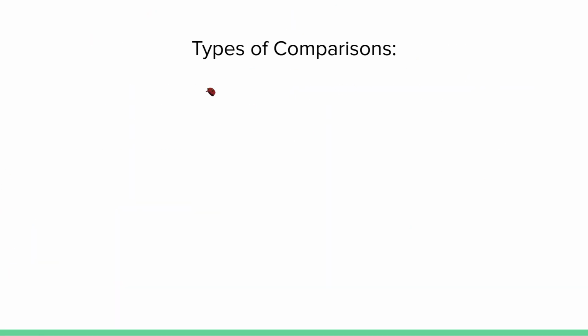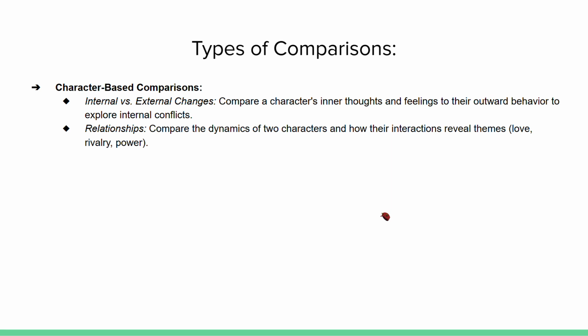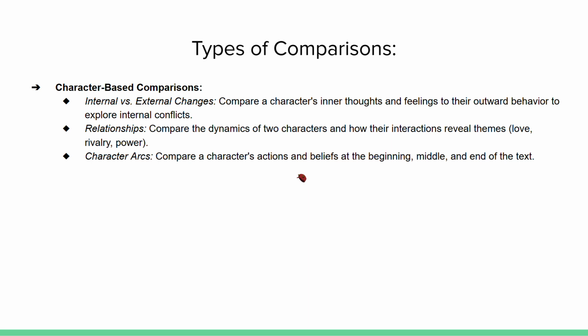But what are the types of comparisons that you could do in your GCSE English exam? First is a character-based comparison. There are internal versus external changes. Compare a character's inner thoughts and feelings to their outward behaviour and explore internal conflicts within the character. Next is relationships. Compare the dynamics of two characters and how the interaction reveals themes throughout the text: love, rivalry, power, or hate. Character arcs. Compare a character's actions and beliefs at the beginning, middle, and end of the text.